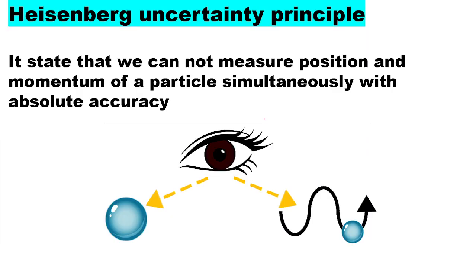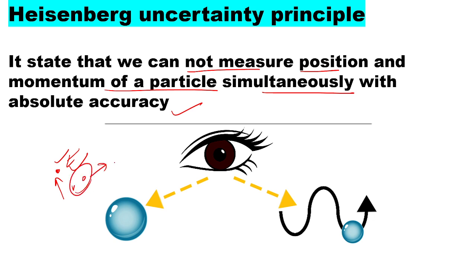First of all, understand what this Heisenberg uncertainty principle is, because we use it in various components of quantum mechanics. It simply states that we cannot measure the position and momentum of a particle simultaneously with absolute accuracy. This is your particle. You have two ways: either you measure the position of this particle accurately, or you accurately measure its momentum. So momentum and position cannot be measured simultaneously with absolute accuracy.